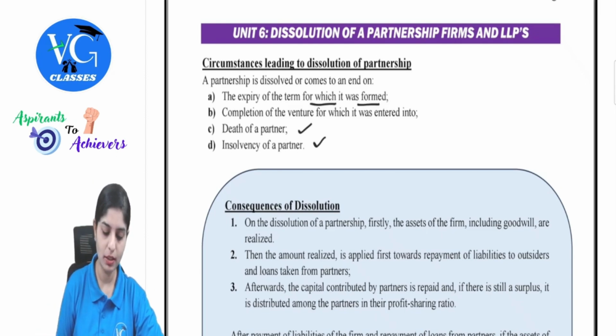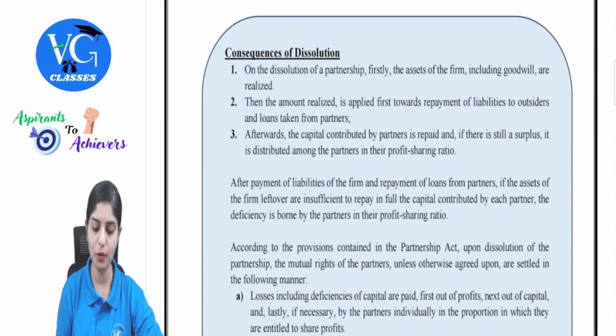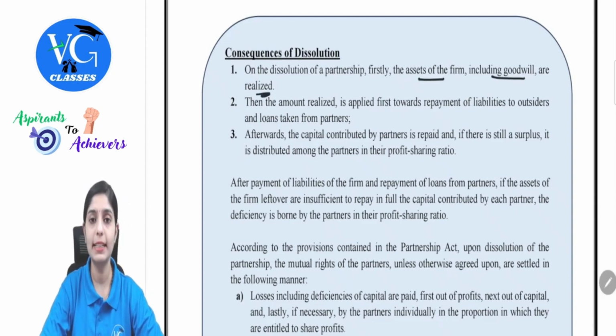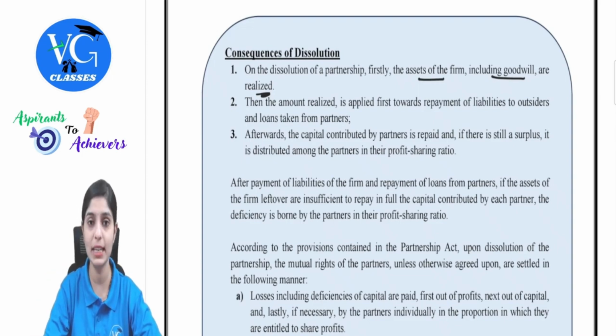With respect to this dissolution, what could be the consequences which would impact partnership books? On the dissolution of a partnership, firstly, the assets of the firm, including goodwill, are realized. Before we understand this stepwise, in simple words, what happens in dissolution is nothing but closing down of the business. Now just imagine the partnership firm is getting closed. With respect to this closure, what are the consequences? What happens with respect to books of accounts? That is what we are going to understand stepwise.